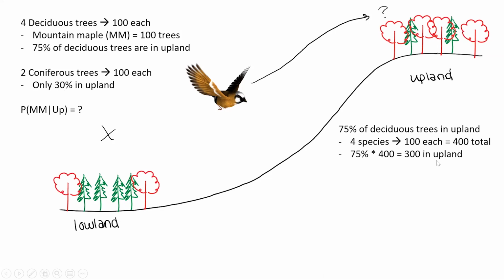75% of the deciduous trees are up there, right? So that means that there are 400 deciduous trees total, 75% of which.